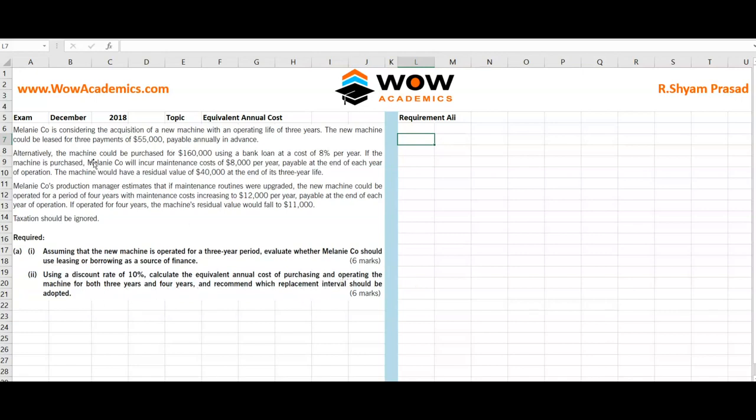So the question asks you whether the machine should be operated for 3 years. The information is given here. Whether it should be operated for 4 years and then sold, that is given here. So the 3-year versus 4-year option.